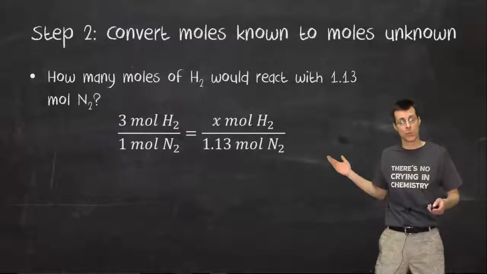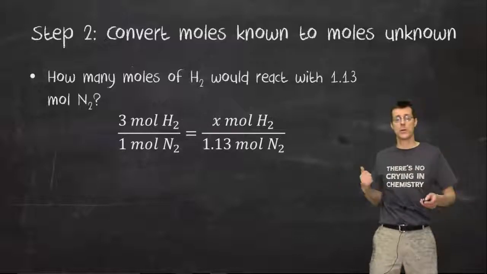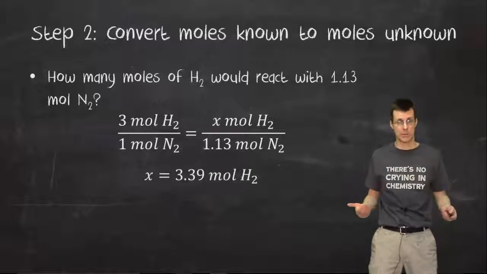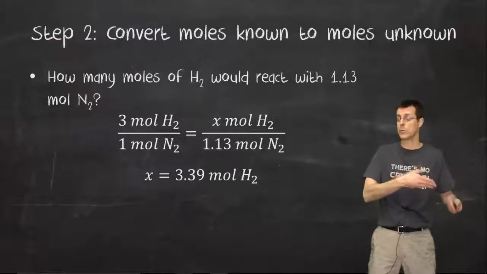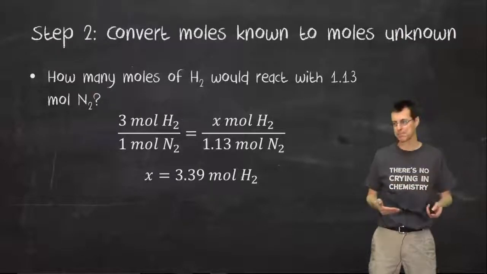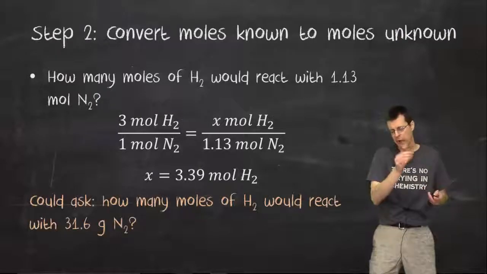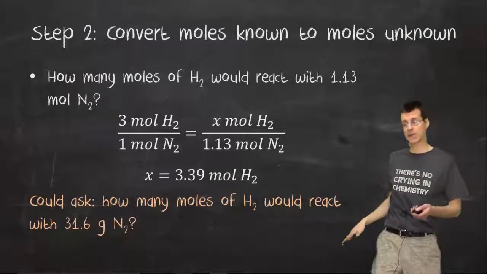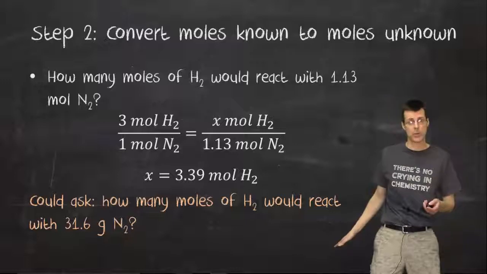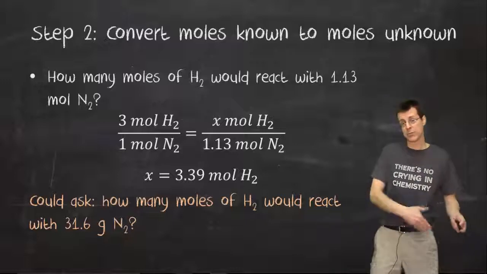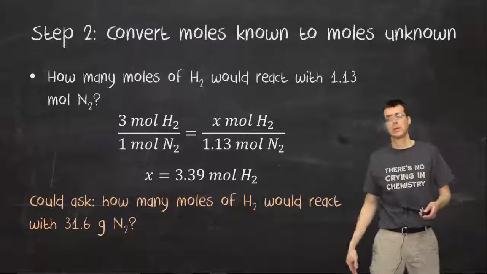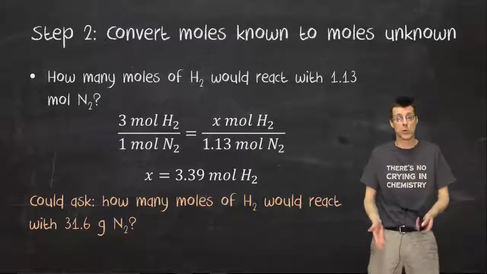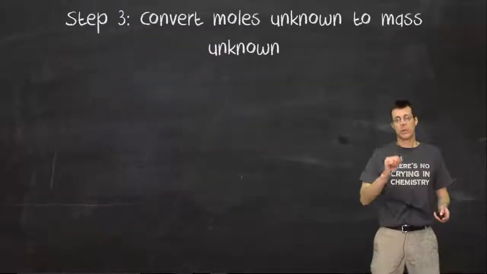So we set up that recipe ratio to figure out how many moles of hydrogen, and we get 3.39. It's the same way we would have in the previous couple steps. Now, that 1.13 moles of nitrogen came from the previous mass, so I could have asked that question: how many moles of hydrogen come from or would react with 31.6 grams? Finally, so there's 3 steps.